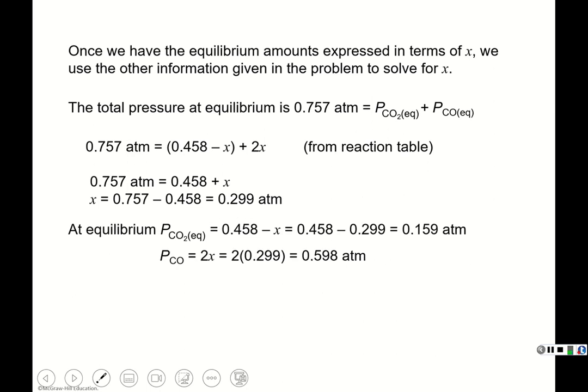So then you can go back and plug this value for x into both of these expressions. At equilibrium, the carbon dioxide pressure would be 0.159 atmospheres, and carbon monoxide would be 0.598. We can then write our expression for the equilibrium constant. Remember, it's the products over the reactants. We do that, and we get an equilibrium constant of 2.25.